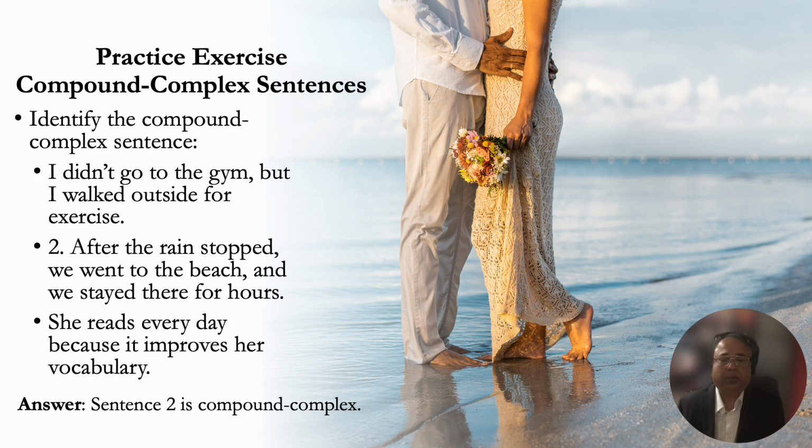Can you tell how? "After the rain stopped" is a dependent clause. "We went to the beach" is a complete sentence. "We stayed there for hours." That's also a complete sentence. And they are connected with what? A conjunction. In this case, it's "and." Right? "And" is one of 7 FANBOYS conjunctions. "And" connects two ideas. So you can see that number 2 is a compound complex sentence.